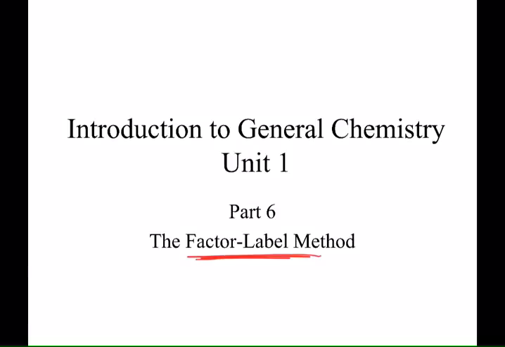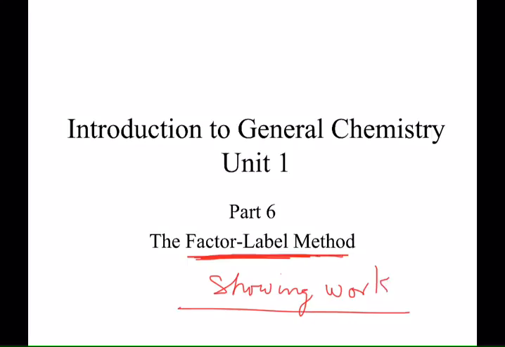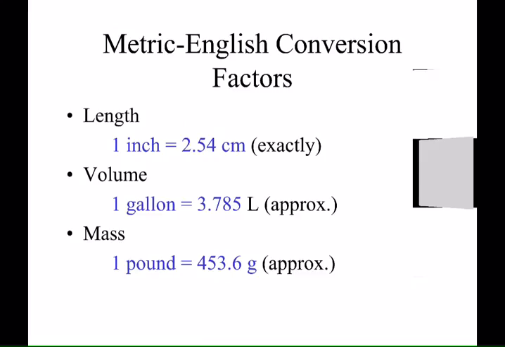Now, this way of working problems, you're going to have to buy into it. It's called the factor label method of working problems. It's a way of showing your work. And you have to work problems this way in order to get full credit in this class. So go ahead and buy into this now, all right? The factor label method, by the way, your textbook definitely emphasizes this way of working chemistry problems too.